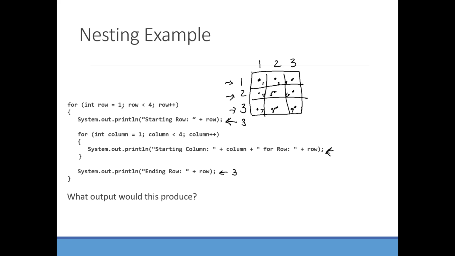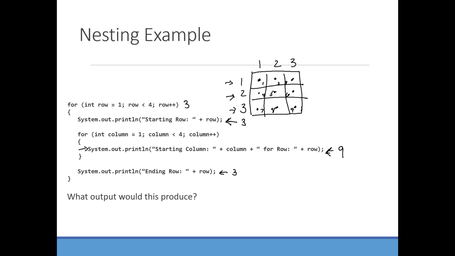There are 3 rows, and then there's 3 columns. So 3 rows times 3 columns, we're going to see this statement 9 times. So what we've done is we've multiplied the number of iterations that this middle one is actually going to execute. That's what happens when you have loops inside of loops. The number of times the code nested all the way inside is multiplied by the number of iterations.